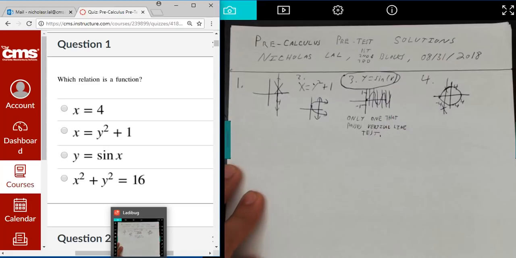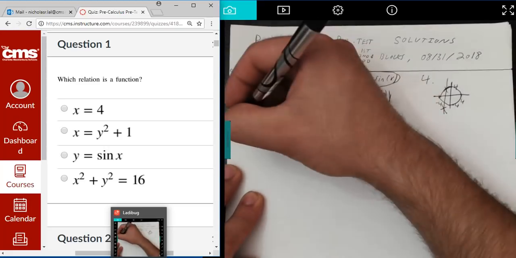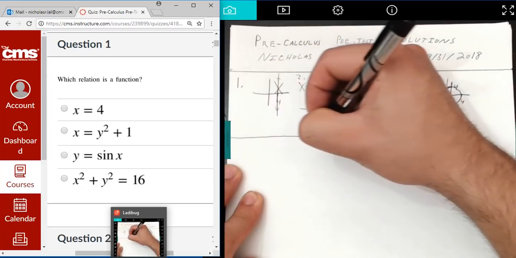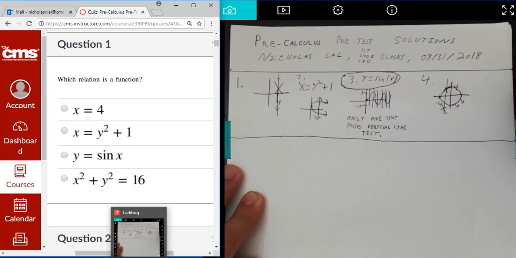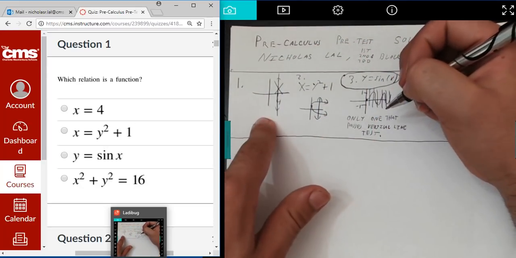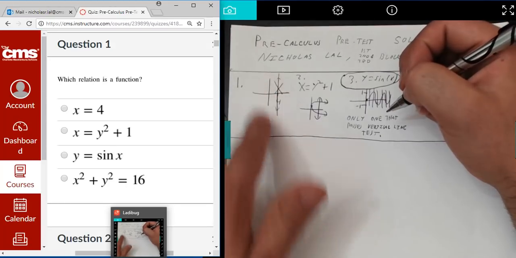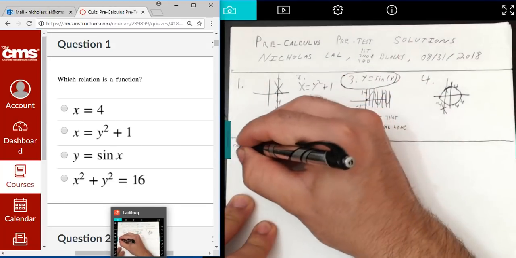Alright, let's go to problem number 2. I want you to know something. I can separate all of my work in between horizontal lines. That's how you should be showing your work.